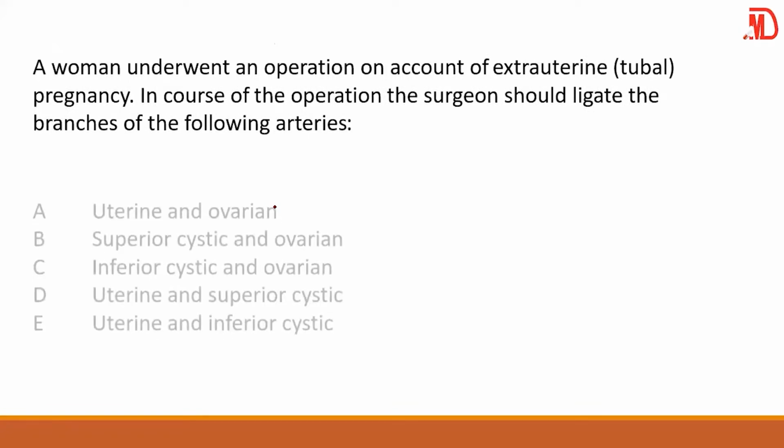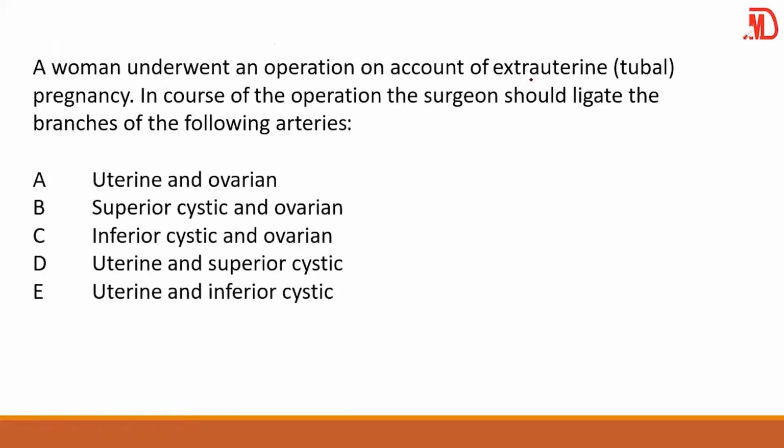So we have a woman who underwent an operation on account of extrauterine. When we talk about extrauterine, we're talking about what? Ectopic pregnancy, or something that is out of norm, or something that is not at the right place. So we are having an extrauterine pregnancy, that is ectopic pregnancy or tubal pregnancy. Now, in the course of the operation, the surgeon should ligate which artery? That's what they're asking us.